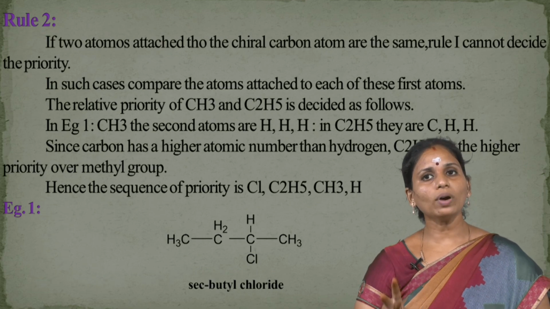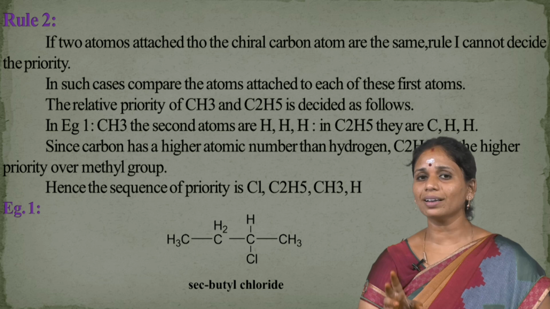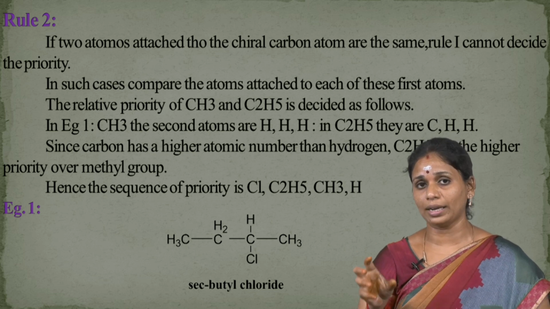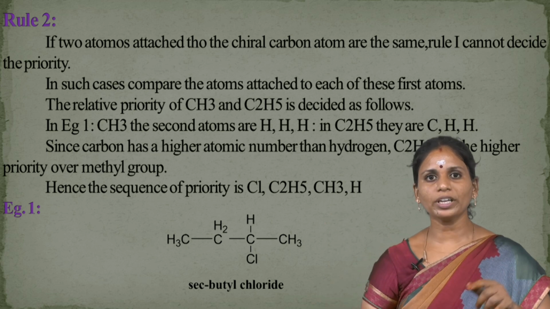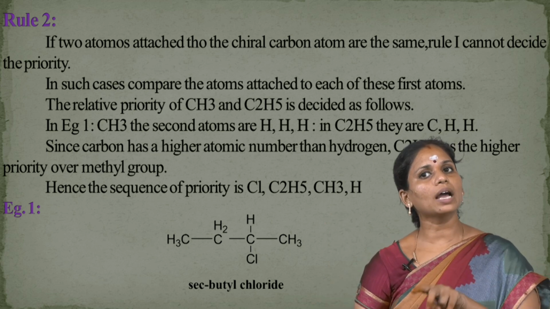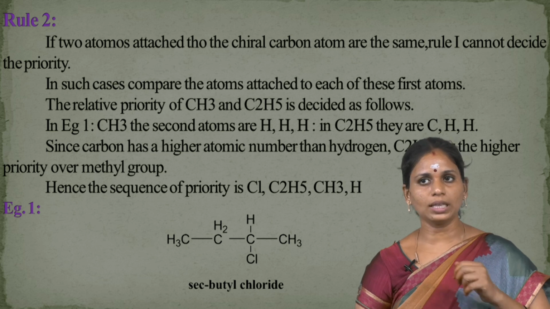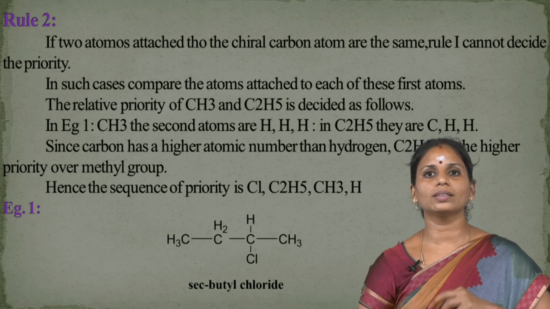Rule 2. If two atoms attached to the chiral carbon, what does that mean? A carbon which is attached to four different groups or atoms is said to be a chiral carbon. So coming to rule 2, if two atoms attached to the chiral carbon atom are the same, then we have to go for another priority order.